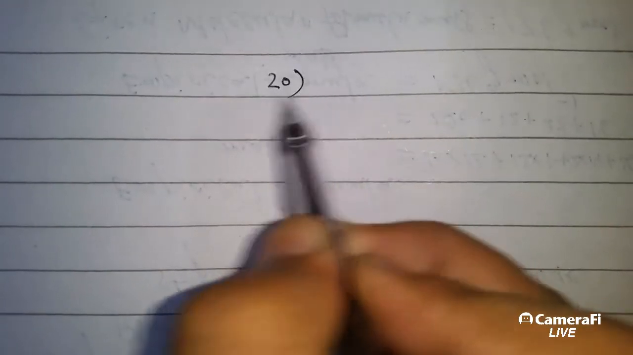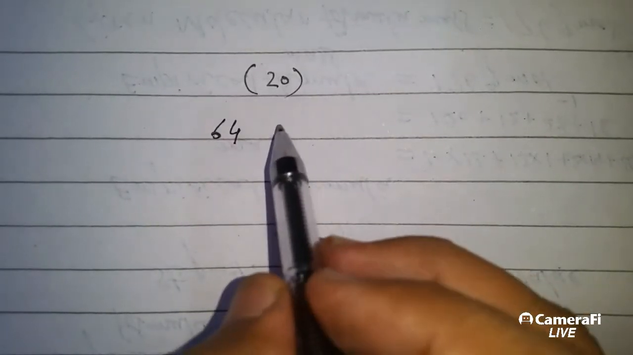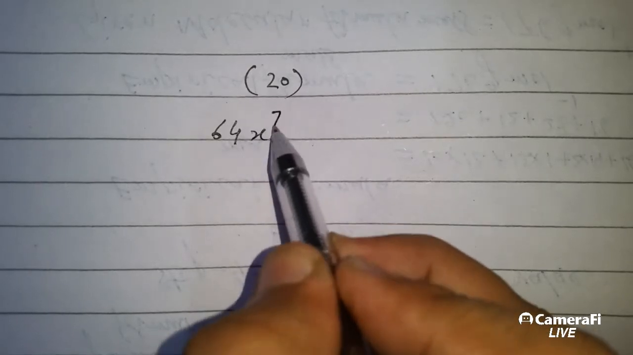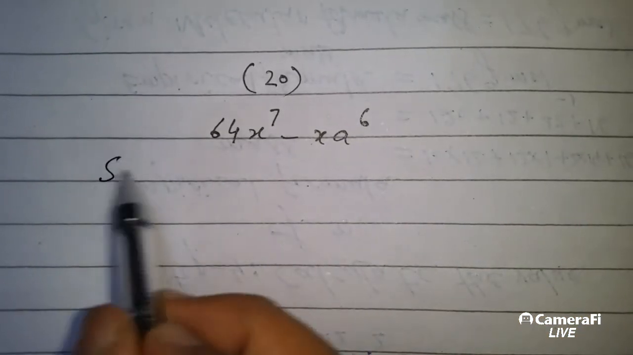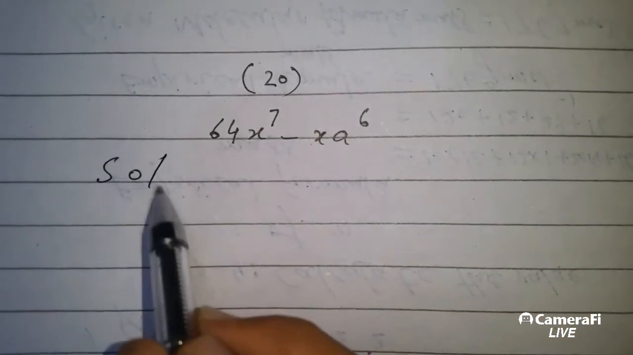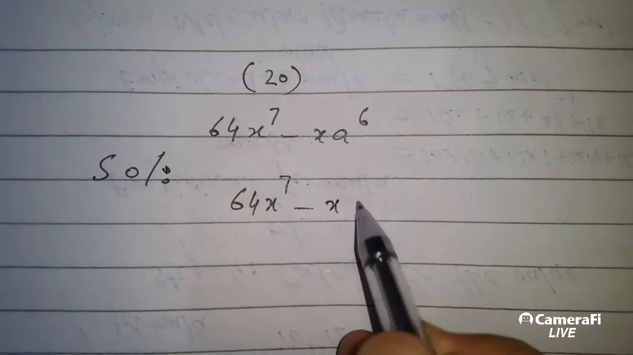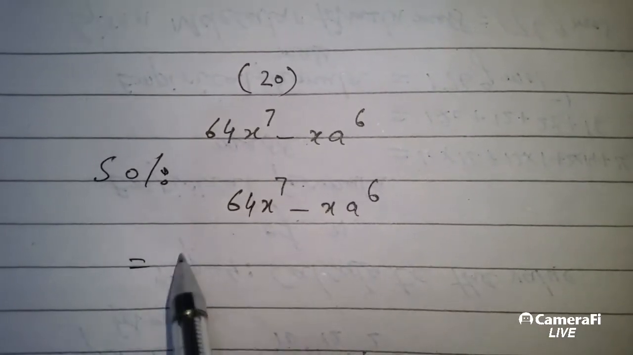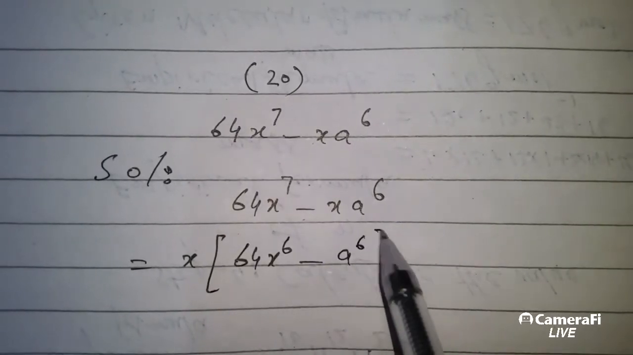Now, this was question number 19, and now we have question number 20. Question number 20 is 64 x raised to power 7 minus x a raised to power 6. X can be taken as a common factor. 64 x power 6 minus a power 6.